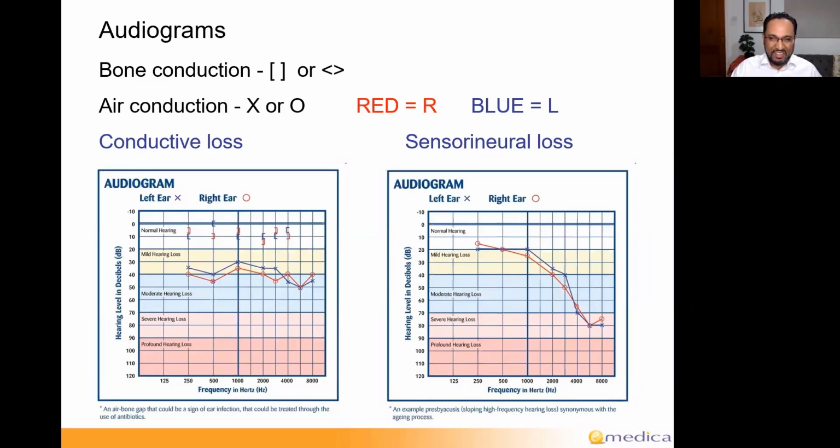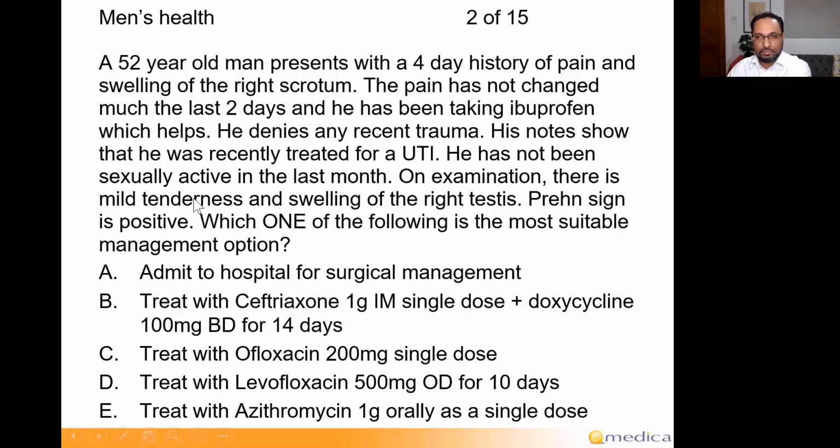And then this is typical of presbyacusis, which is the most common cause of sensory neural hearing loss. It's the hearing loss of old age. So what's typically seen is that the low frequency is normal, and then the high frequency starts getting lost, okay? Look, significant reduction in the high frequency. So just remember the right ear is always red, R for right, and the left ear is therefore going to be blue, okay?